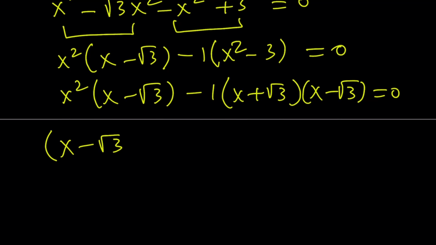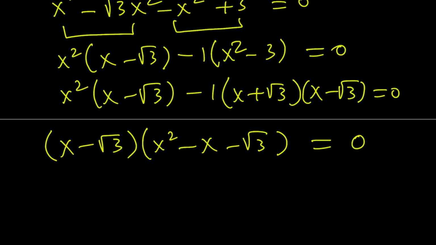And as before, we already knew that, right? x equals root 3 is a solution. And the other factor is just going to be x squared minus x minus root 3. And the product is going to be 0. So from here, basically, we get the same solutions as before. Great. Okay, so this is obviously easier, but our equations are not always going to be factorable. So that's one thing to keep in mind.